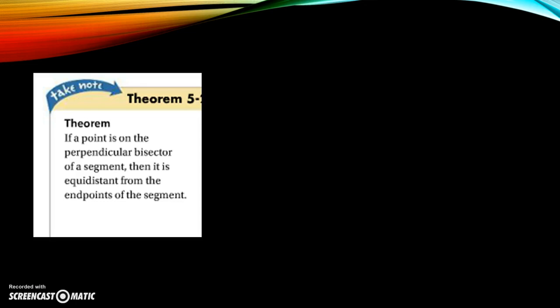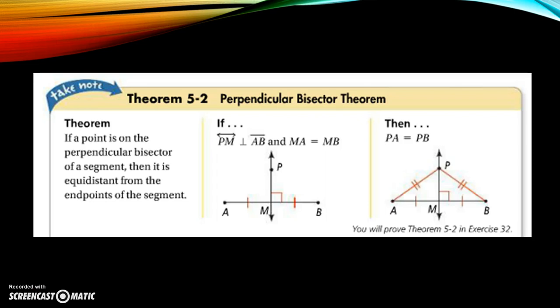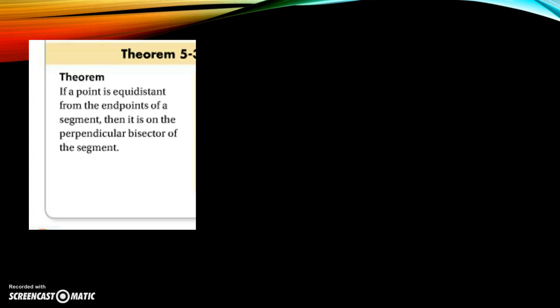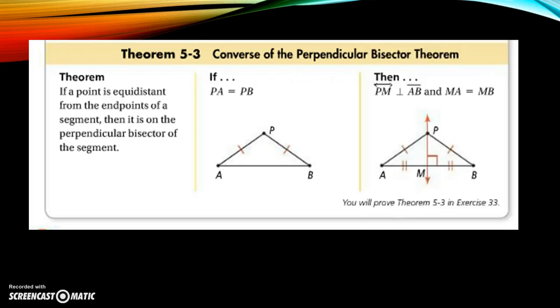The first theorem is: if a point is on the perpendicular bisector of a segment, it is equidistant from the endpoints of the segment. The idea is, if you have a bisector through a segment, you can connect the points from P to A and P to B, and those would be congruent. Essentially, you're forming an isosceles triangle with a perpendicular bisector that goes through the vertex of the triangle. We can also do the converse: if a point is equidistant from the endpoints of a segment, you have an isosceles triangle, and then you can draw a line through the vertex that is perpendicular and bisecting.